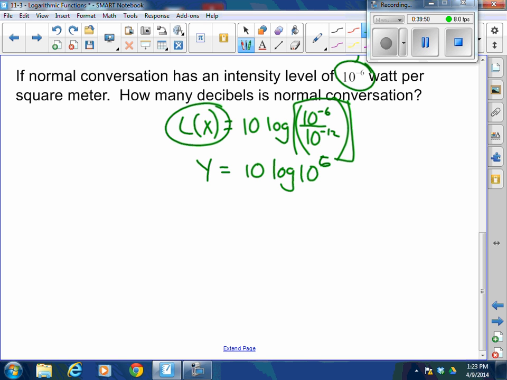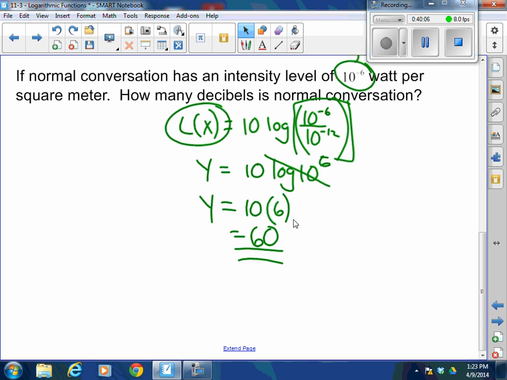Now, I have y equals, like my boy said, what is log base 10 of 10 to the 6? What happens with that? It cancels. So I have 10 times, I bring down the 6, 60 decibels. Think about it. You had a log base 10 of 10 to the 6th, so those cancel. This 6 gets multiplied by the 10.